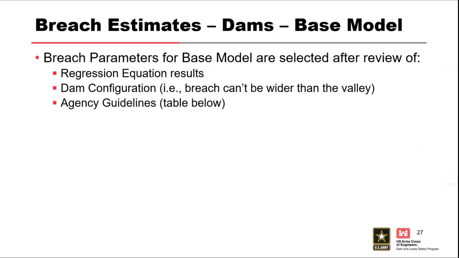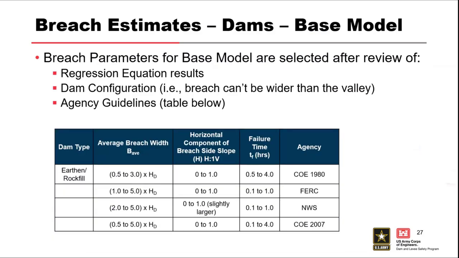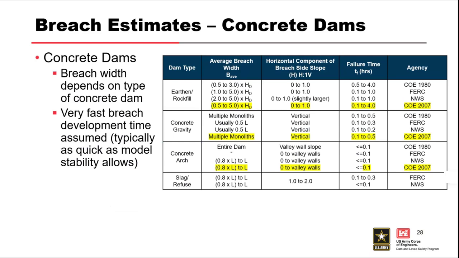And then within the Corps, we have a set of agency guidelines for typical breach parameters, constraints that we want to stay within. For earthen dams, based on the height of the dam, we know there's some maximum envelope. There have been some policies written down in the Corps to give some guidelines aside from just using regression results directly. Okay, so that's our approach for earthen dams. Now, concrete dams are a little bit of a different animal.